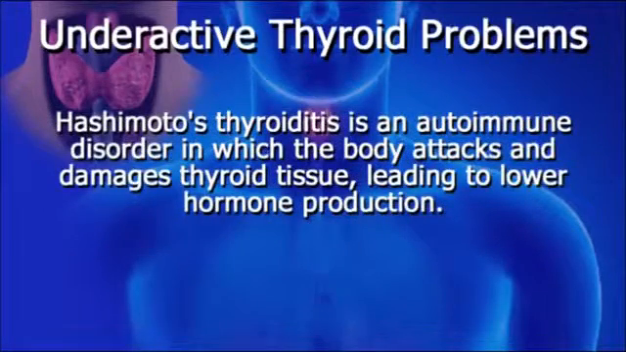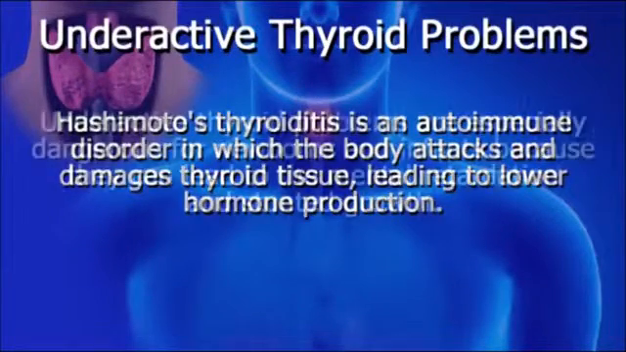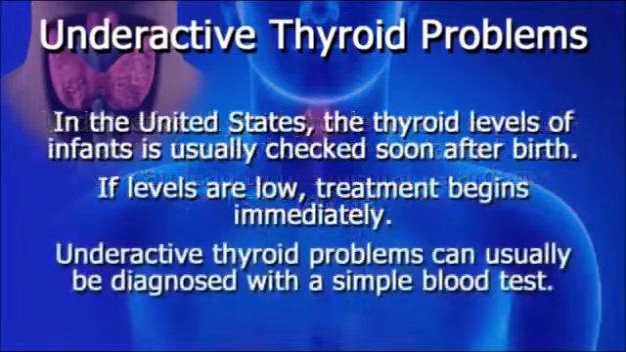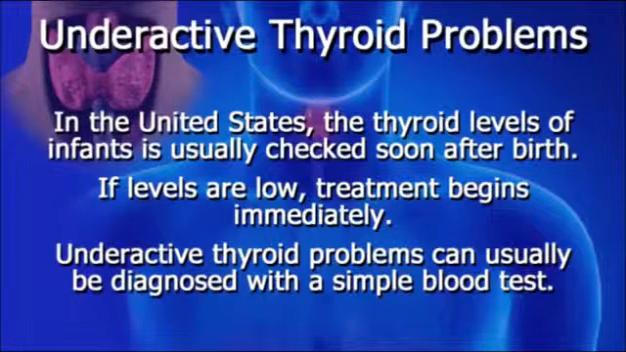Hashimoto's thyroiditis is an autoimmune disorder in which the body attacks and damages thyroid tissue, leading to lower hormone production. Underactive thyroid problems are especially dangerous for newborns and infants because they can lead to mental retardation and stunted growth. In the United States, thyroid levels of infants are usually checked soon after birth. If levels are low, treatment begins immediately.